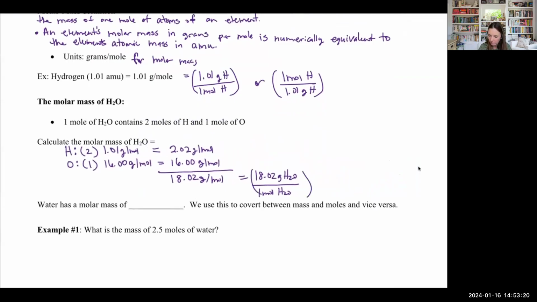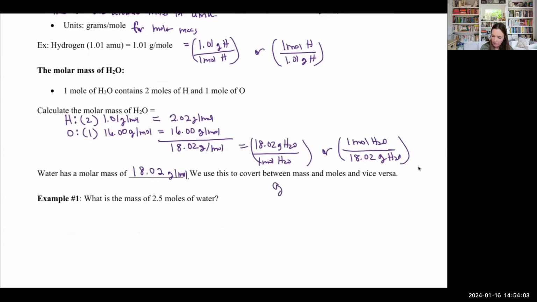Or 1 mole of water has a mass of 18.02 grams of water. And again, here we would use this if we were starting with units of moles and we need moles downstairs to cancel. Here we use this if we're starting with units of grams of water and we need grams of water downstairs to cancel. So water has a molar mass of 18.02 grams per mole. We use this to convert between mass and moles or vice versa.